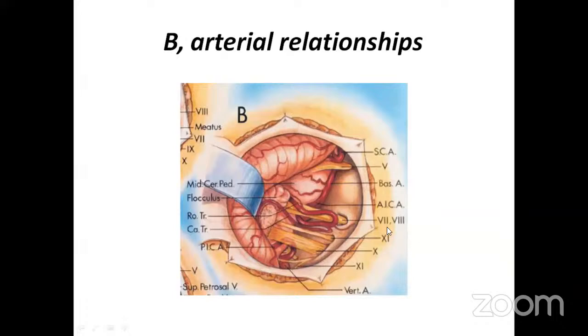Arterial relationships, again in this view: this is the superior cerebellar artery above the trigeminal nerve. This is the anterior inferior cerebellar artery that again divides into rostral and caudal trunk. The rostral trunk lies above the flocculus and goes to supply the middle cerebellar peduncle. The posterior inferior cerebellar artery initially goes between the hypoglossal rootlets and then between the vagus and accessory nerve, that are the 10th and 11th cranial nerve. This is the PICA.